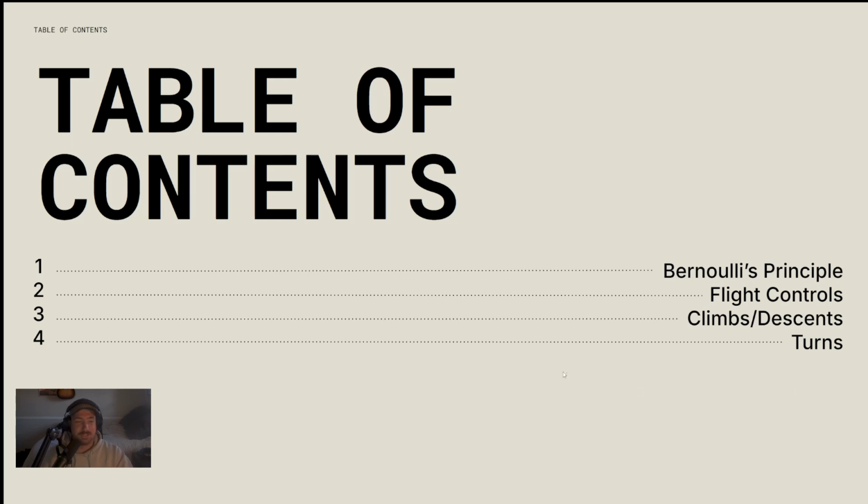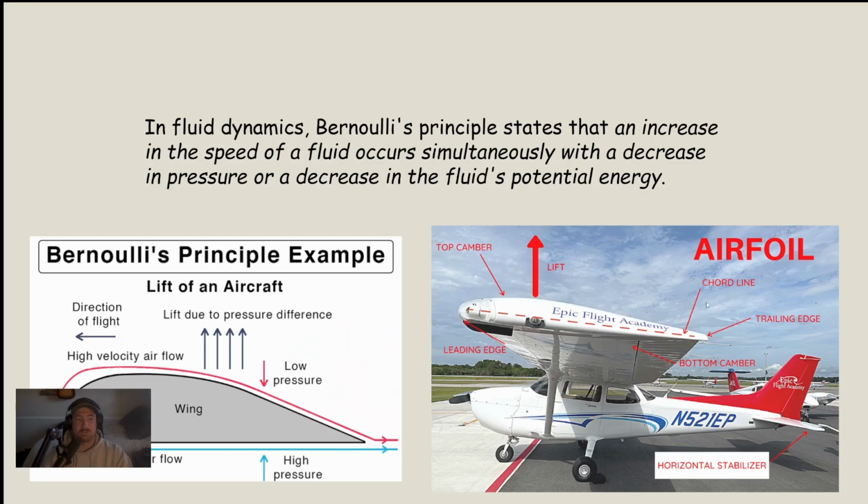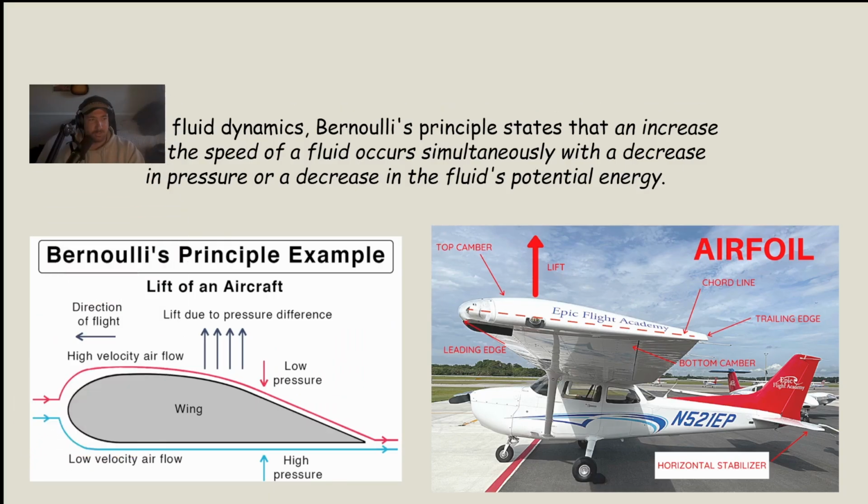The number one question that everyone probably asks, and maybe you know the answer, maybe you don't, is how does a plane fly? Even a Cessna, or a 737, what can they do to fly? And the thing that happens is Bernoulli's principle. So let's go over Bernoulli's principle. I'll try to move my camera up here.